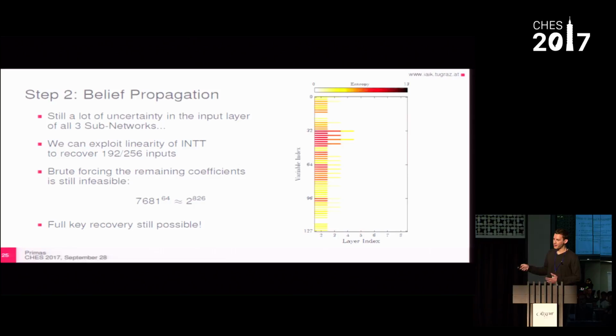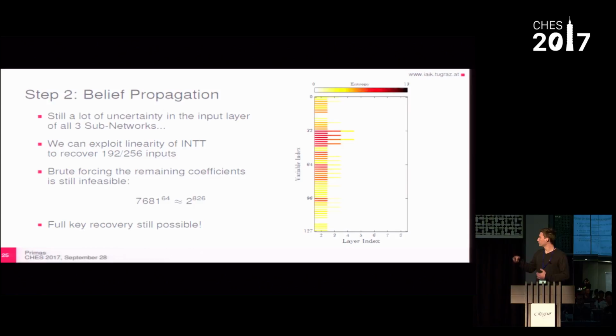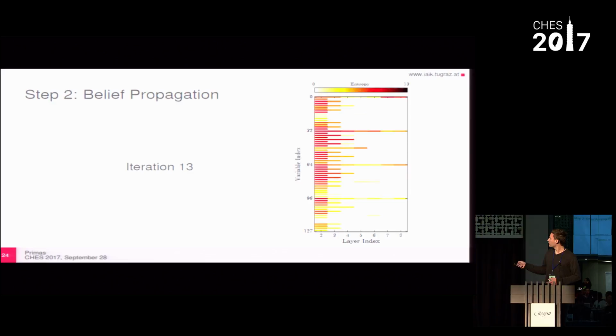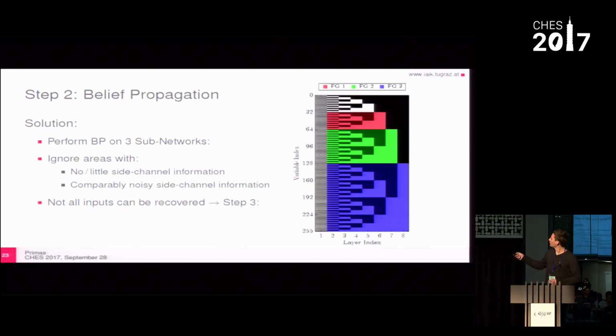Now, if you remember, previously I said that we split up this butterfly network into three subnetworks, and by doing so, we actually lose the possibility to recover a couple of coefficients over here. So there's no way, even if we perform this belief propagation for those three subnetworks, that we will recover the inputs over here. So what do we do about that?